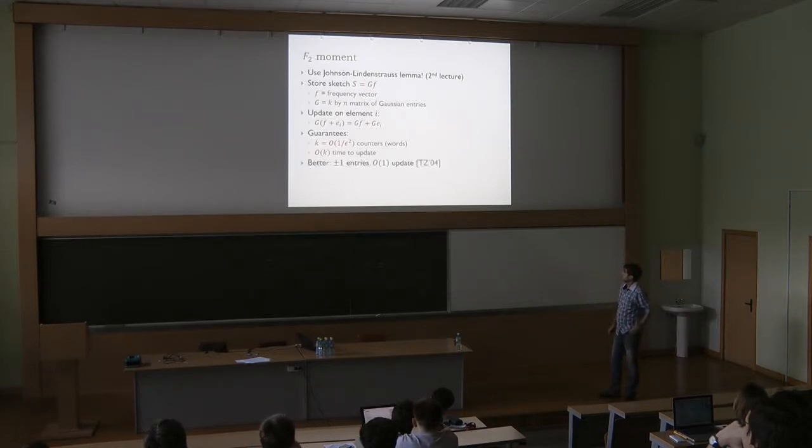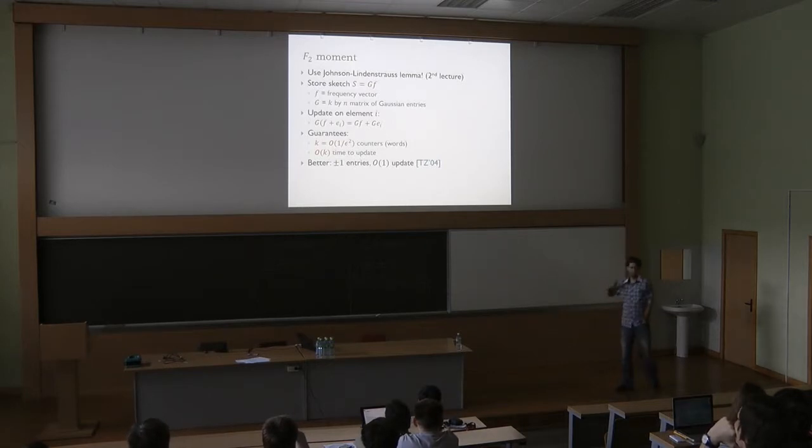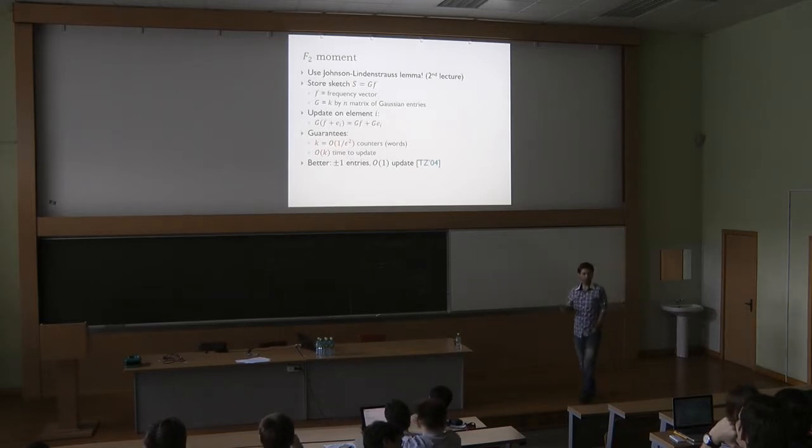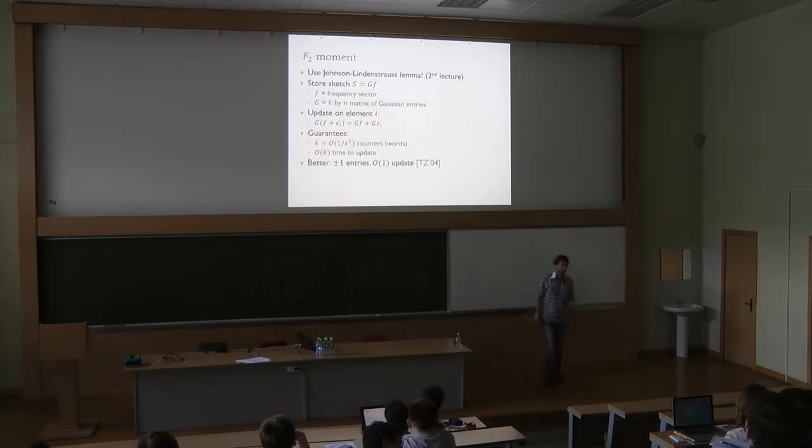Yeah, and you can achieve an even better algorithm. If instead of Gaussian entries you have plus-minus ones, you can also achieve an update time which is an absolute constant. So on one element you just increase or decrease some counter by one, right? Not k of m time to update. Okay, so that's just to say that this is doable, right?